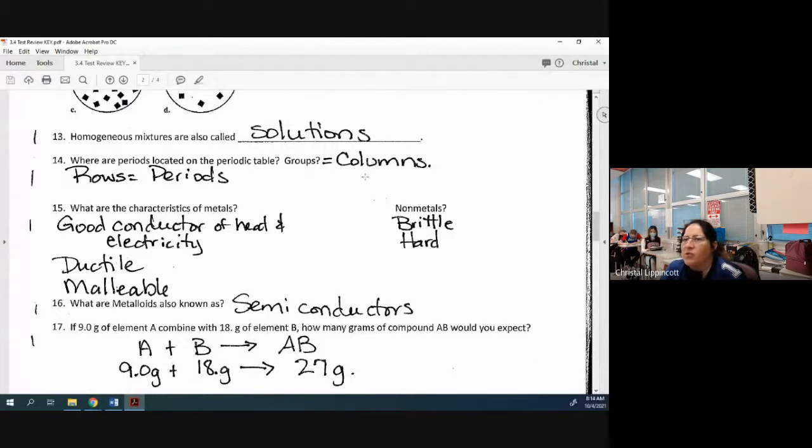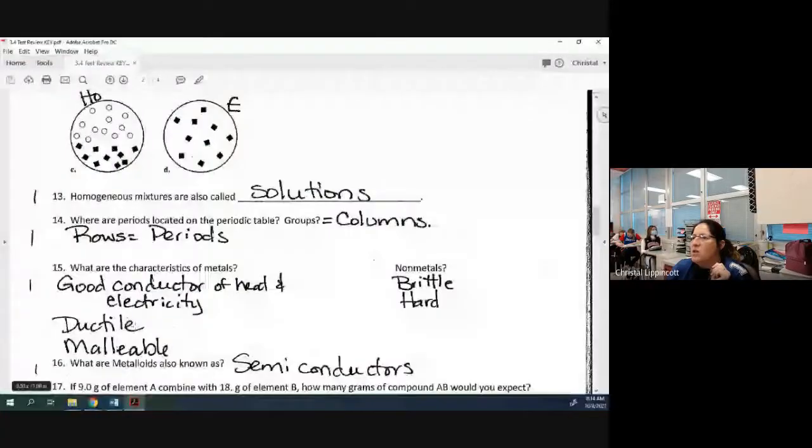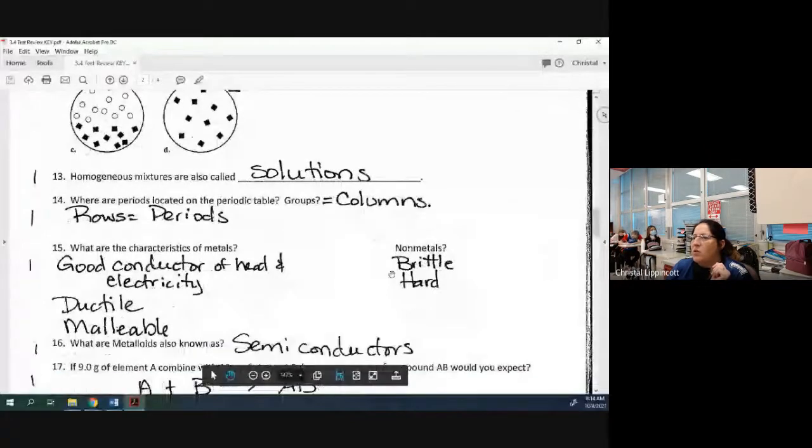All right, characteristics of metals. We've got good conductors of heat and electricity. They're ductile. Ductile means that they can be pulled out into thin wires. They're malleable, which means that they can be pounded into thin sheets. Your nonmetals then end up being brittle and hard. Metalloids are also called semiconductors.